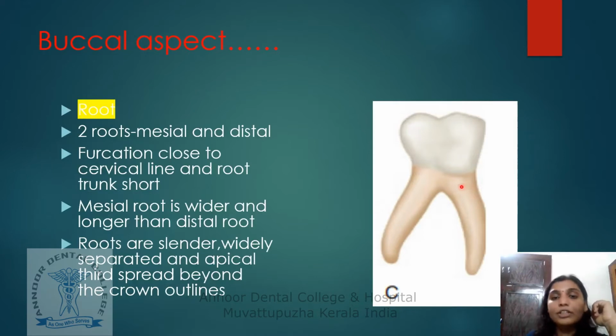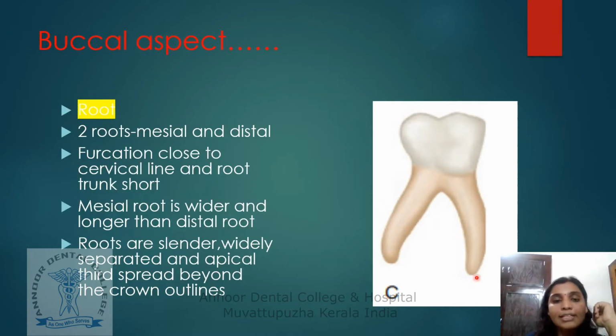Also, two roots are seen, mesial and distal. Furcation is close to the cervical line and the root trunk is short. The mesial root is wider and longer than the distal root.